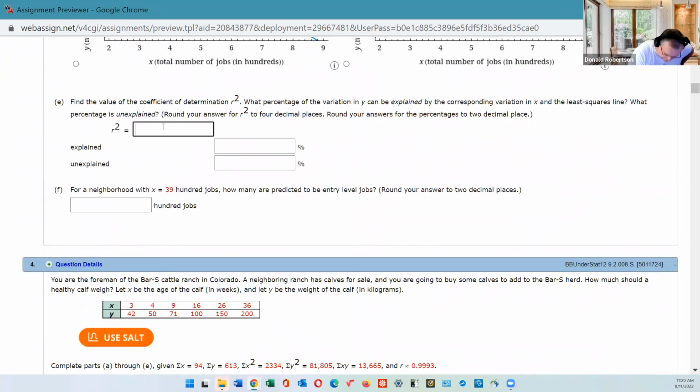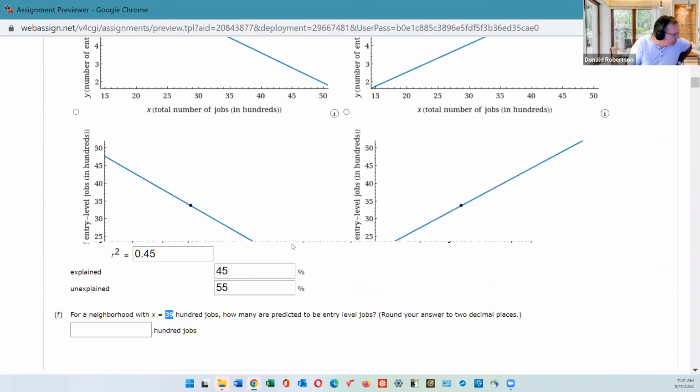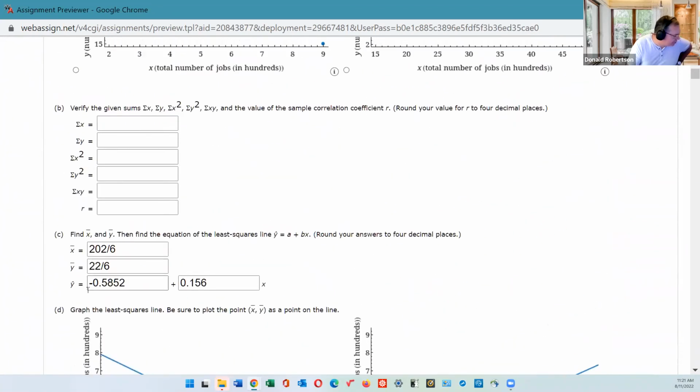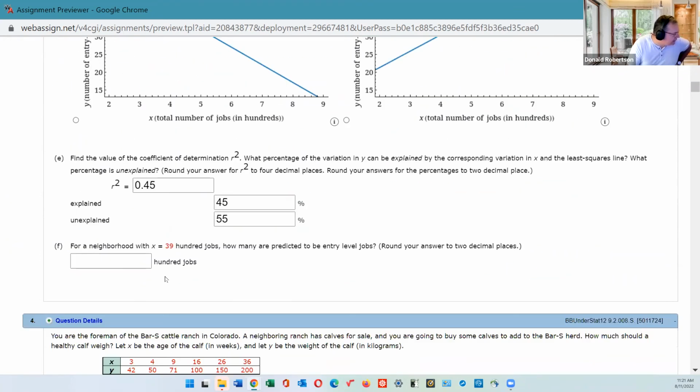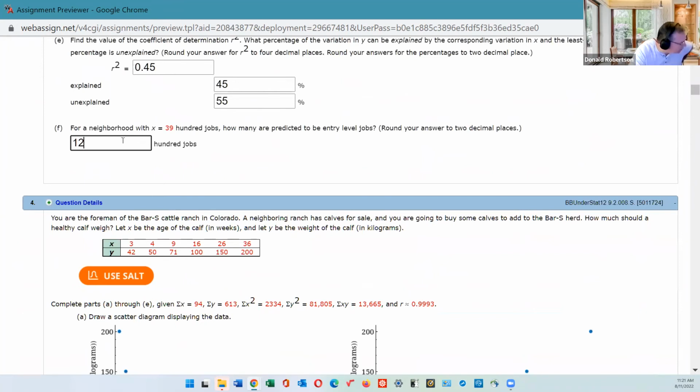R squared, I've forgotten what R squared is, but let's pretend it's 0.45. Actually, technically it is 0.45, so 45% explained and 55% unexplained. And then if you wanted to get the last question, 39, wouldn't you take the equation, this equation, and replace X by 39? So you would do this negative number plus 0.156 times 39, and let's pretend the answer's 12.